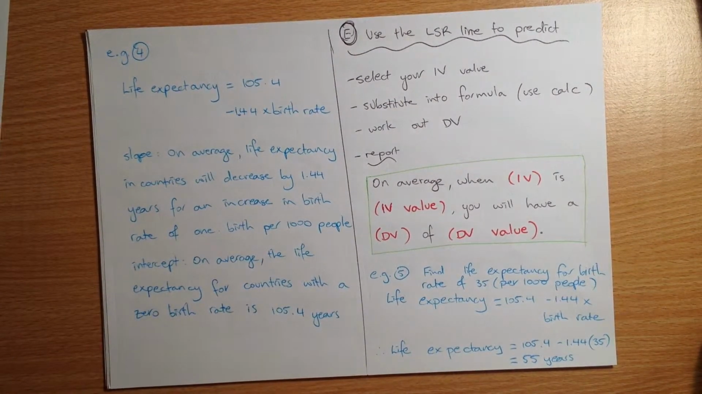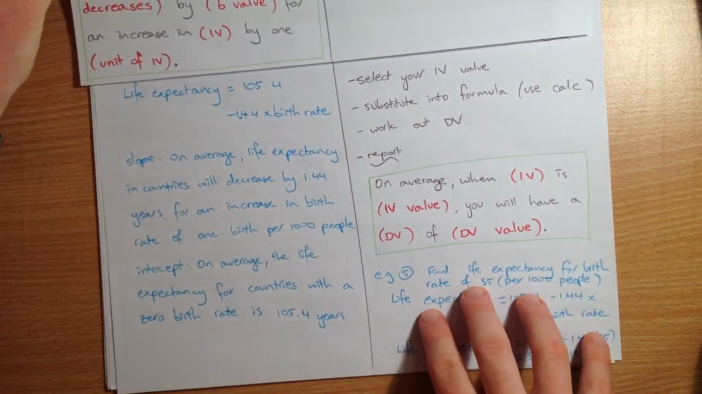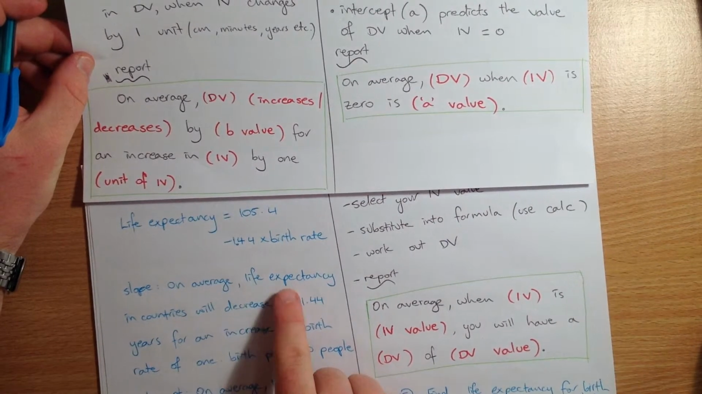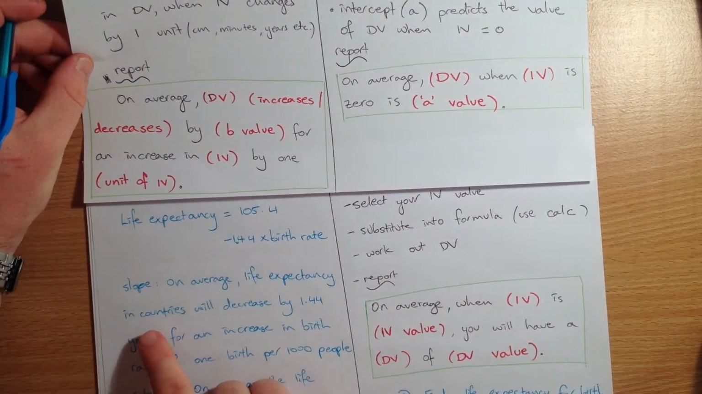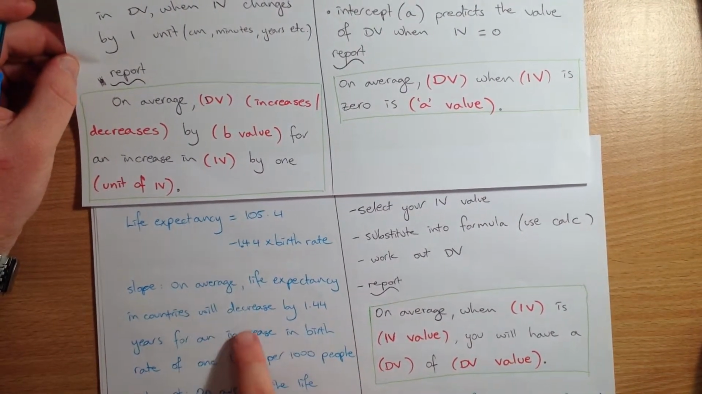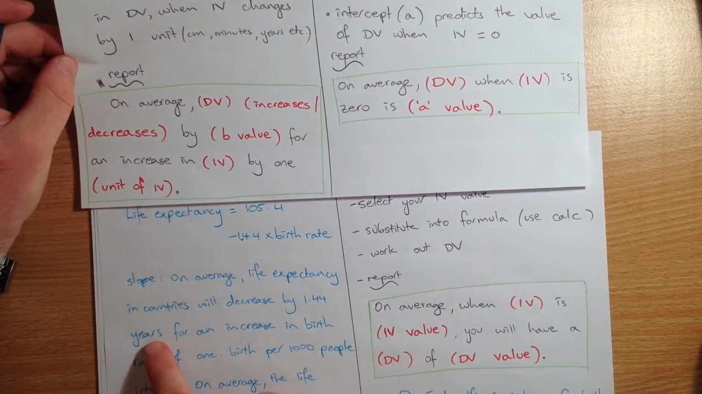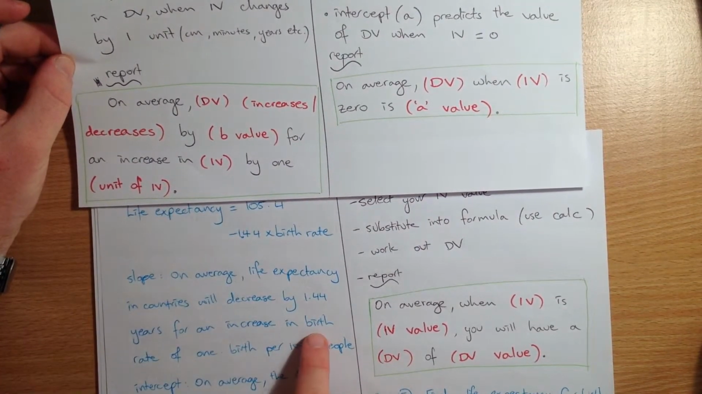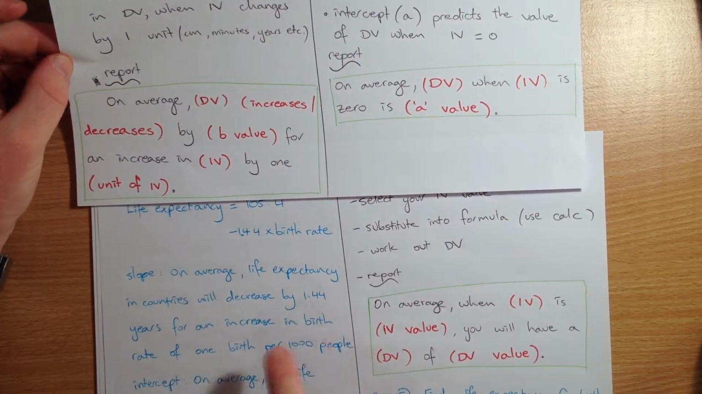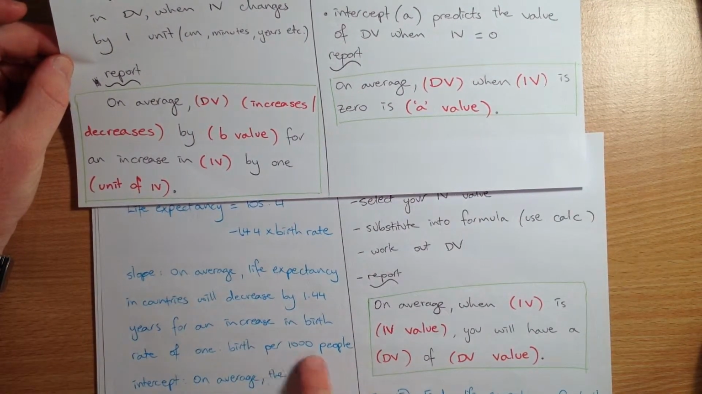So the slope, here's the slope report that I wrote for you, but instead I've filled in the blanks. On average, life expectancy, that's my dependent variable, in countries, will decrease, because it's negative, it's going down, will decrease by, and here's my B value, 1.44 years, for an increase in, and here's my independent variable, birth rate of 1 birth per 1,000 people.